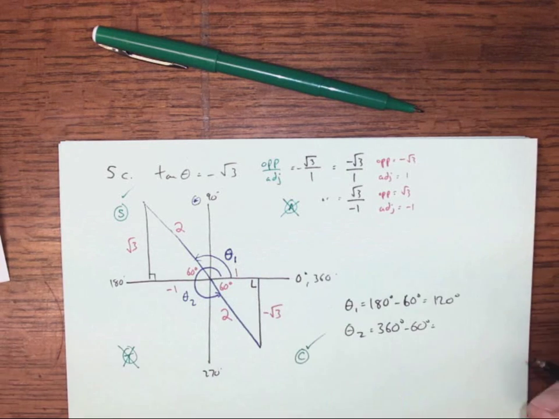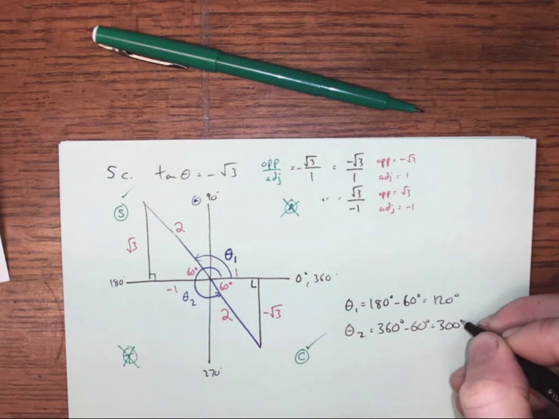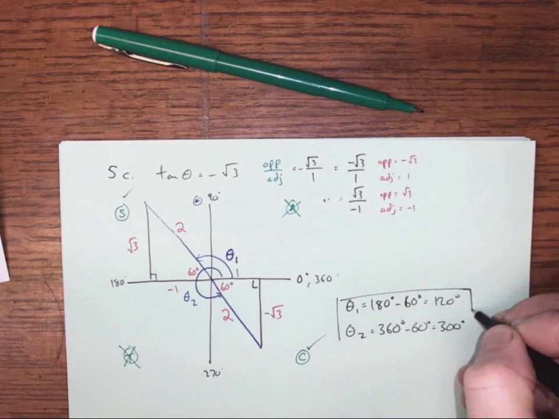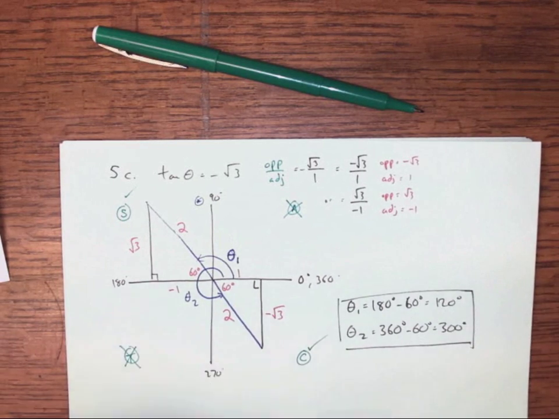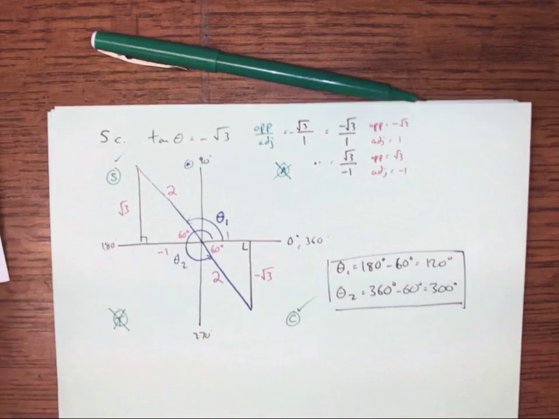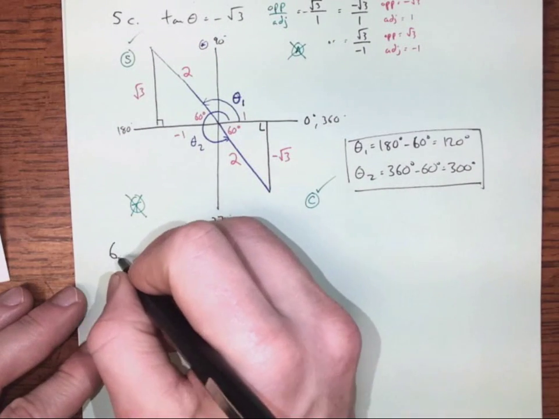So, for question 6, looks like we've got a bunch of trig ratios, and we're just going to need to find the exact value for each of them. Okay.